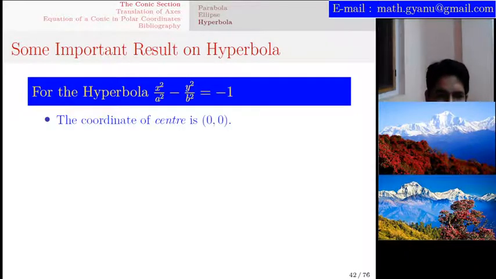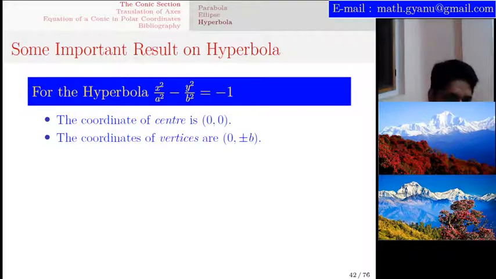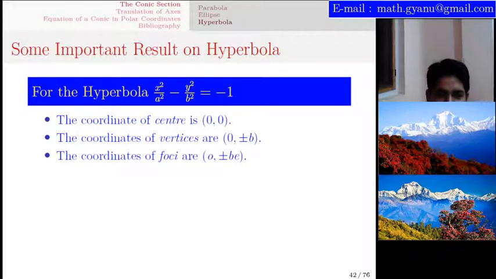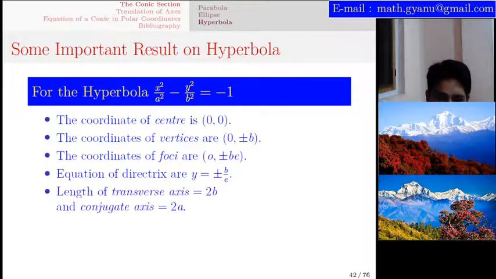In this case, the coordinate of the center is the origin, as previously. The coordinates of the vertices lie on the y-axis, so 0, comma, plus minus b. The coordinates of the foci also lie on the y-axis, and they are 0, comma, plus minus b. And the equations of the directrix are y equal to plus minus b by e.